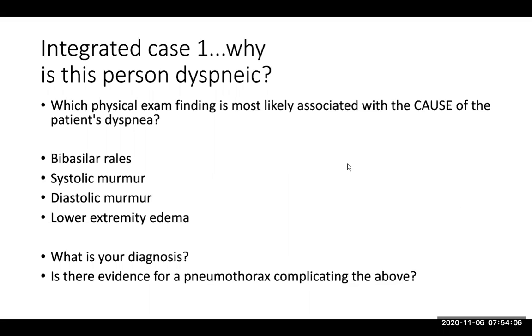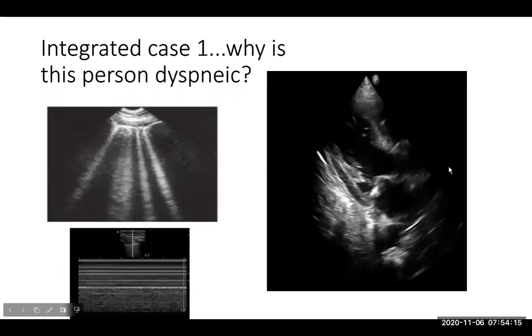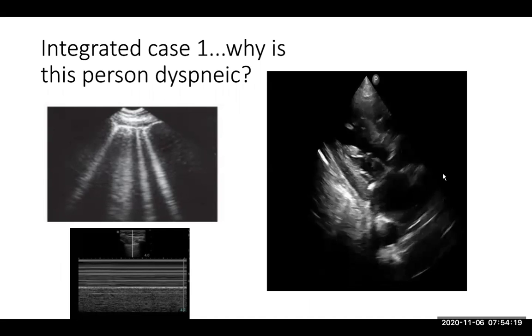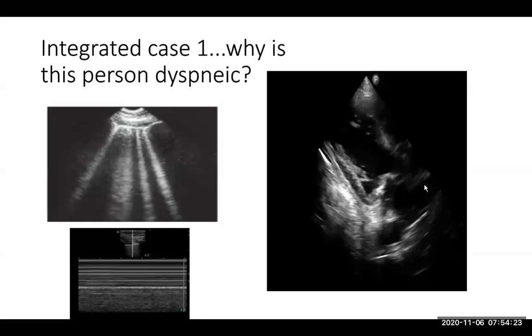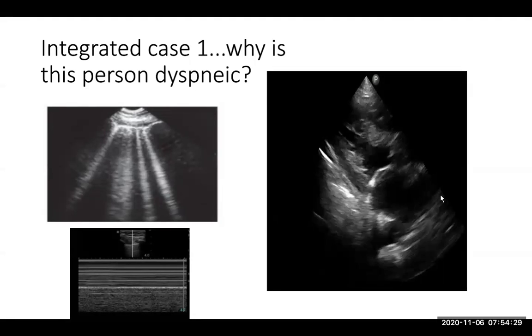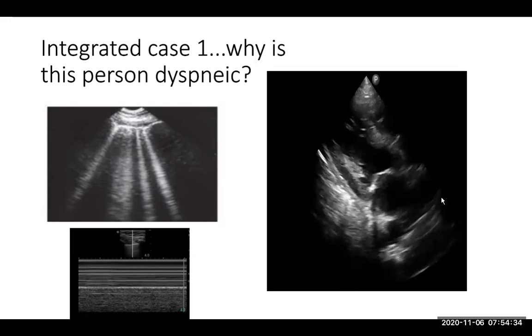So let's go back and look at this echo again. How many leaflets in a mitral valve? 2, anterior and posterior. How many of those leaflets do you see moving there? And how big is that left atrium? Remember our EKG?